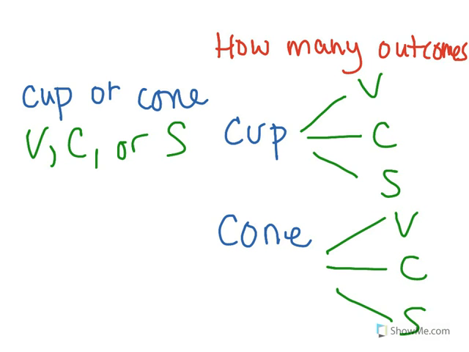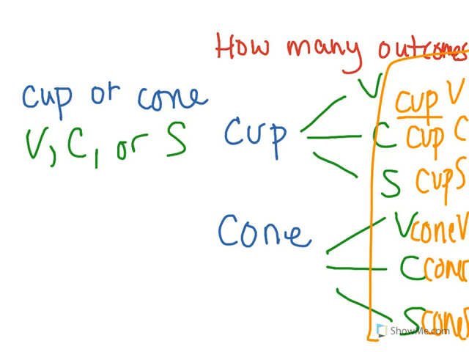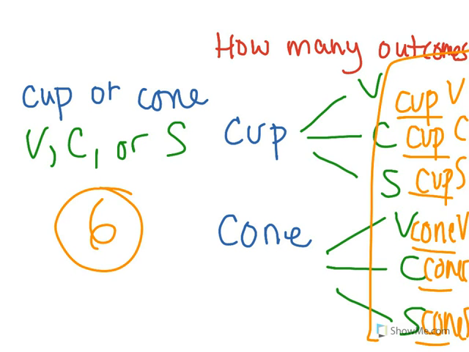And so if I look at my tree diagram here, I have a cup with vanilla, a cup with chocolate, a cup with strawberry, and then I have a cone with vanilla, a cone with chocolate, and a cone with strawberry. And if I look at my list here, I've got 6 different options, or 6 different outcomes, for choosing one cup or cone and vanilla, chocolate, or strawberry ice cream.